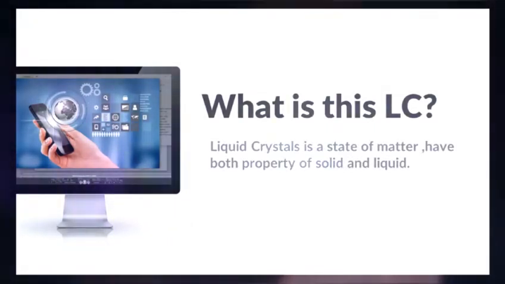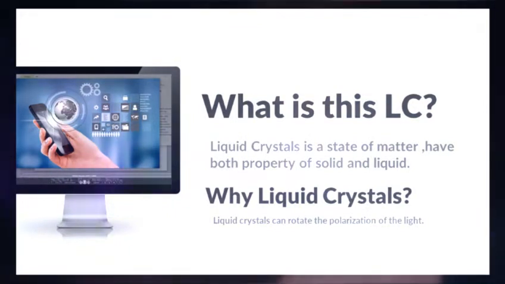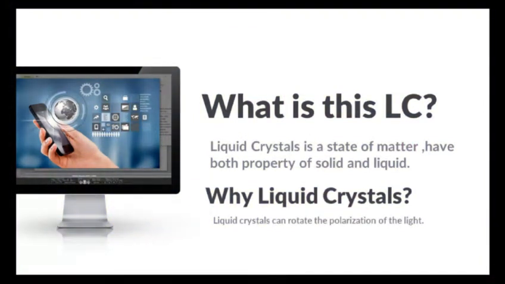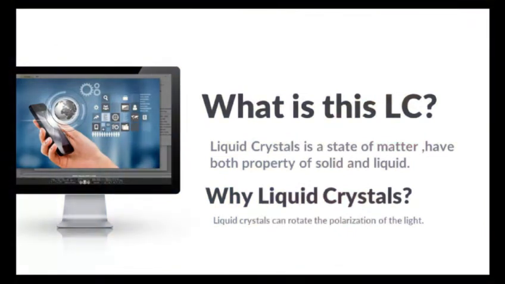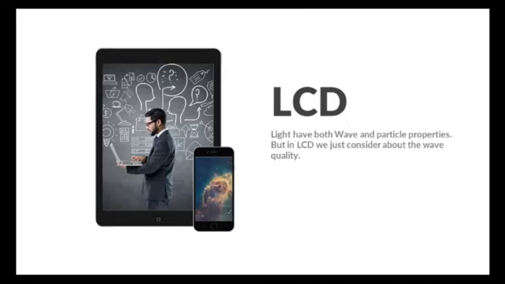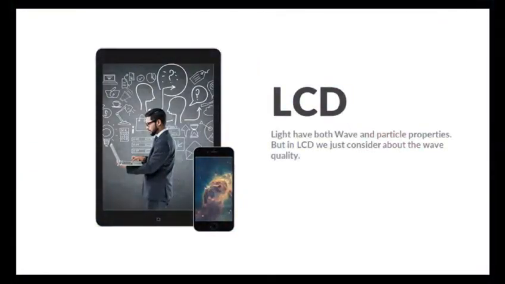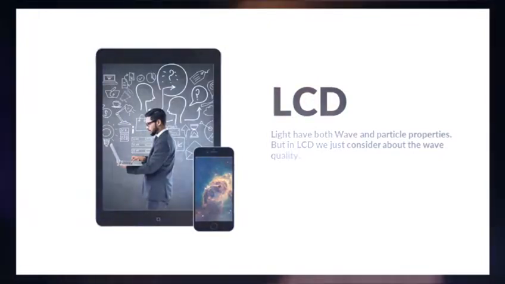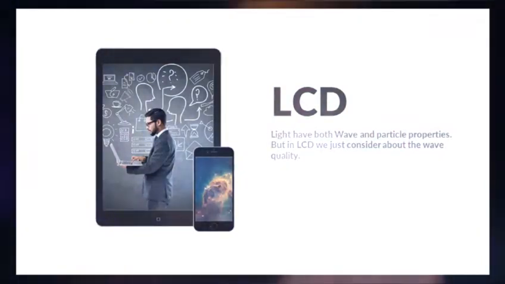Liquid crystal is a state of matter that has both properties of solid and liquid. So what is the use of liquid crystal? Liquid crystal can rotate the polarization of light. Polarization is a quality of light. So this liquid crystal helps to rotate that polarization. When we consider light, we know that it has wave and particle qualities. But in LCD, we only consider the wave properties.